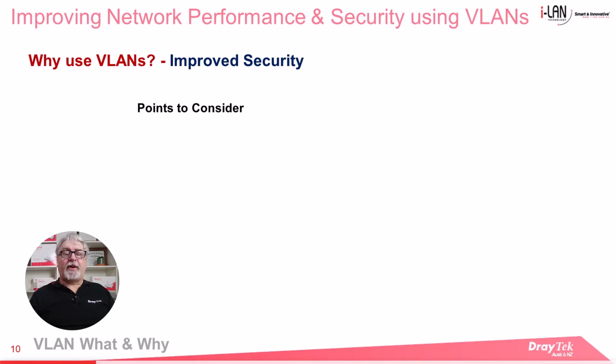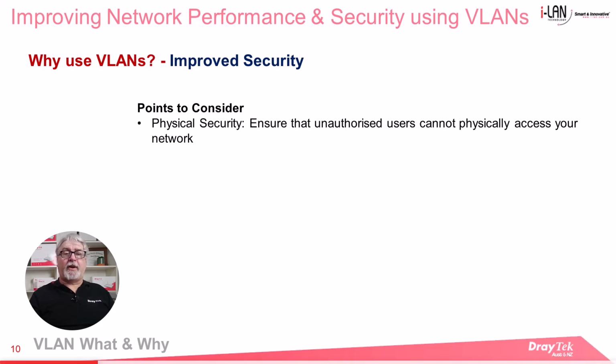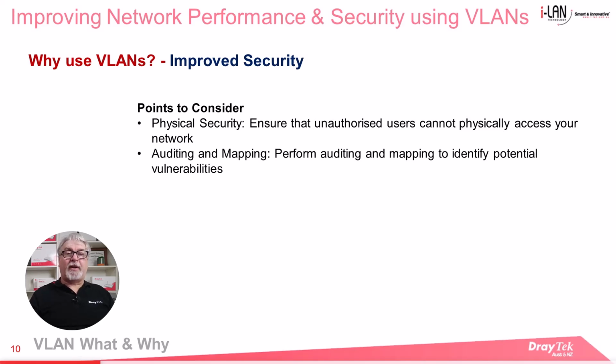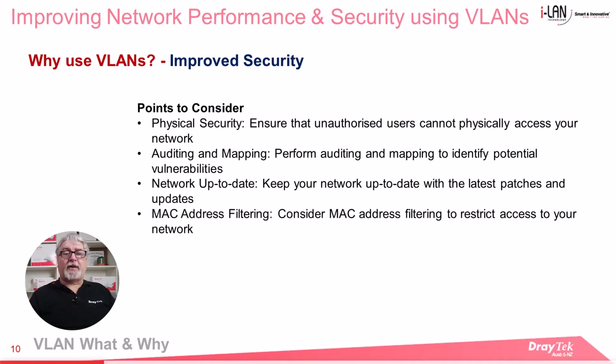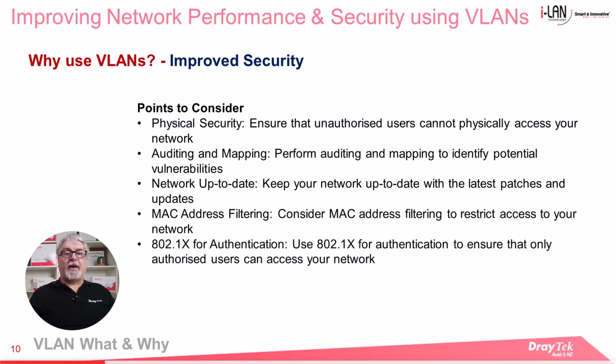Some points to consider in addition to using VLANs to secure your network. Physical security: you can ensure that unauthorized users cannot physically access your network. You can perform auditing and mapping to identify potential vulnerabilities. You can keep your network up to date with the latest patches and updates. Consider MAC address filtering to restrict access to your network, and use 802.1x for authentication to ensure that only authorized users can access your network.